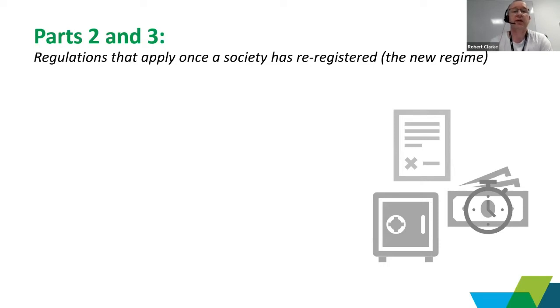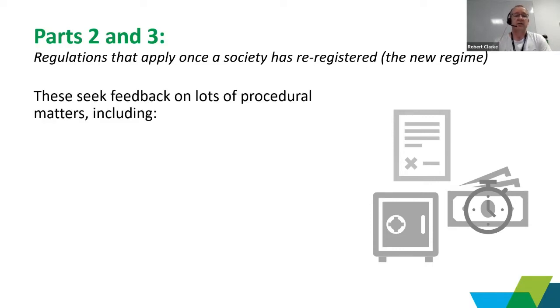So we'll get cracking with parts 2 and 3. Just a reminder, these concern regulations that apply once a society has re-registered. First up, these parts seek feedback on what I generously call lots of procedural matters, although mundane has been mentioned as well. Examples include the level of late fees. So, for example, if you are late providing your financial reports, which the Act says you have to send in within 6 months of your balance date or the end of your financial year, then the discussion document in part 3 proposes a fine of $25 if you are up to about 20 days late.